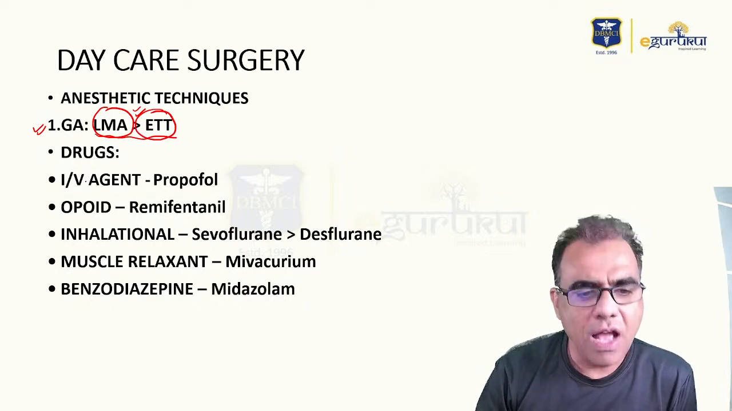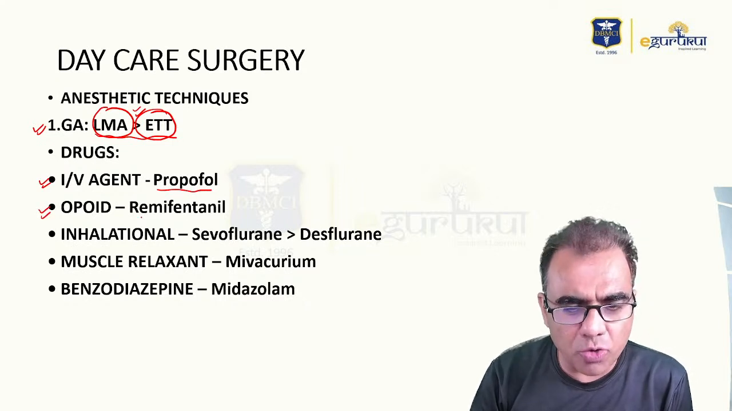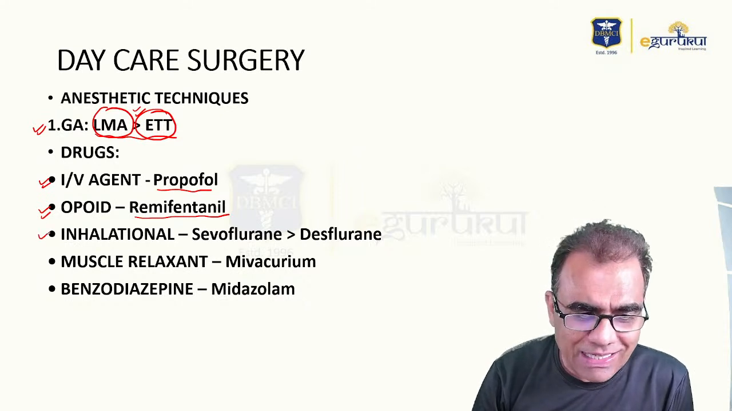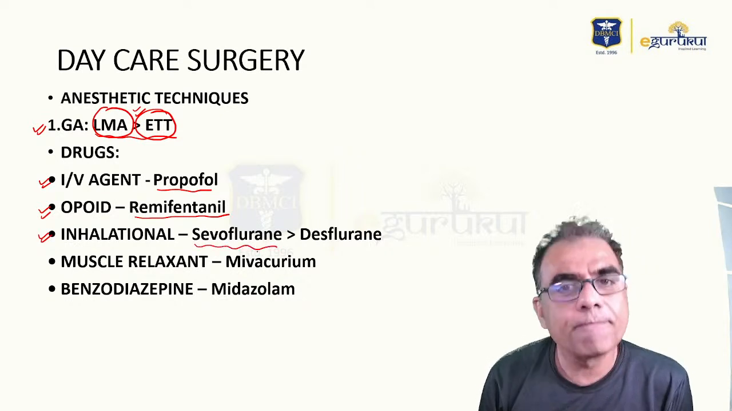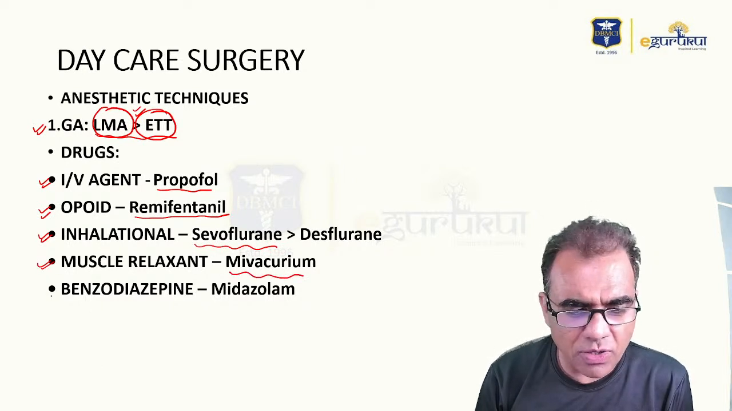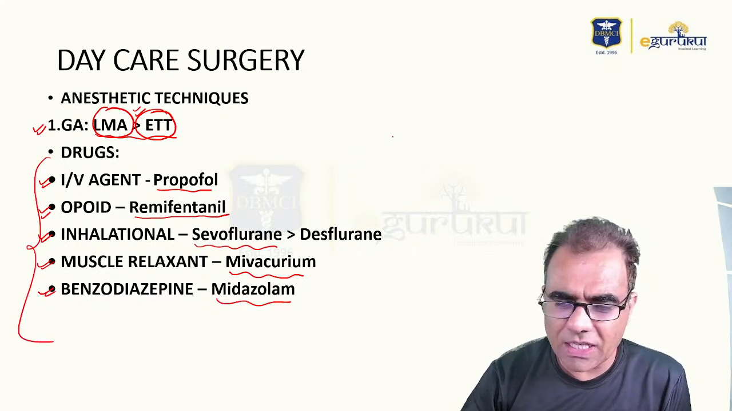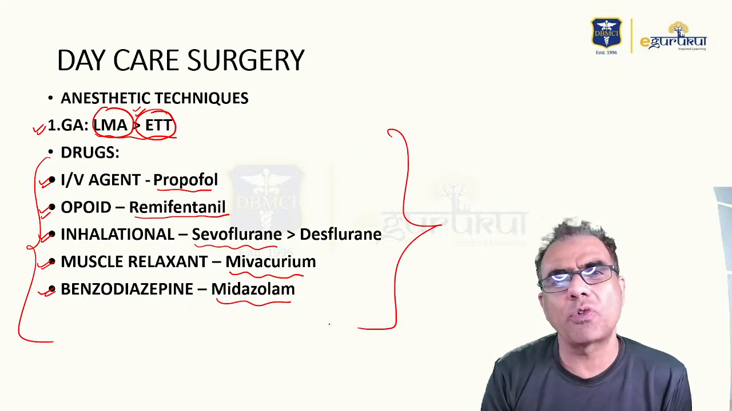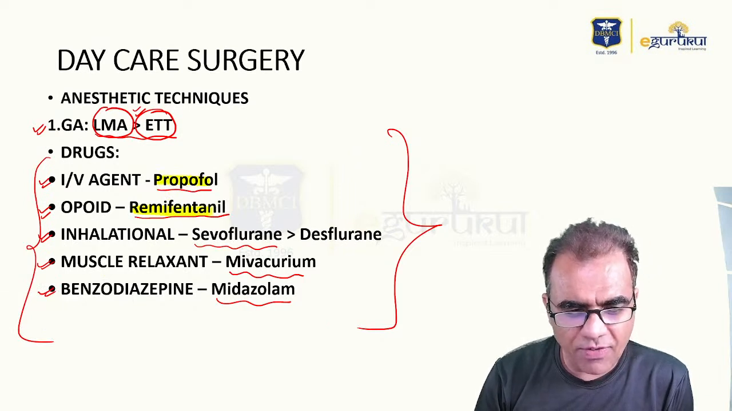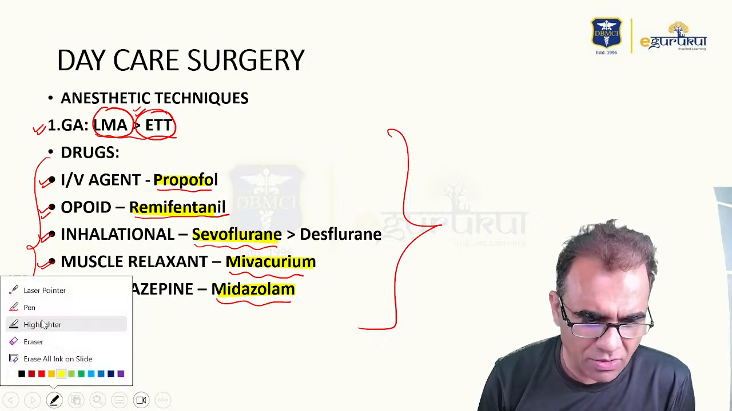Important is drug selection. The IV agent that you should choose is propofol. Opioid, if you are using, you have to choose remifentanil, because you all know that remifentanil is also ultra short acting. Inhalation agent of choice is sevoflurane. Muscle relaxant of choice is mivacurium, and benzodiazepine of choice is midazolam. So if you are going for daycare surgery, these are the drugs you have to select: IV propofol, opioid remifentanil, inhalational sevoflurane, muscle relaxant mivacurium, and benzodiazepine midazolam.